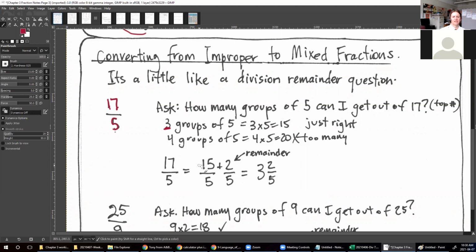So essentially what I'm going to do is I'm going to say 3 times 5 is 15. 15 fifths here. And I still have 2 more. Out of the 17, I've taken 15 in here, so I still have 2 more fifths in this pile. And 15 over 5, you can do this in your calculator, 15 divided by 5, it's going to give you the whole number of 3 and the remainder of 2 out of 5.